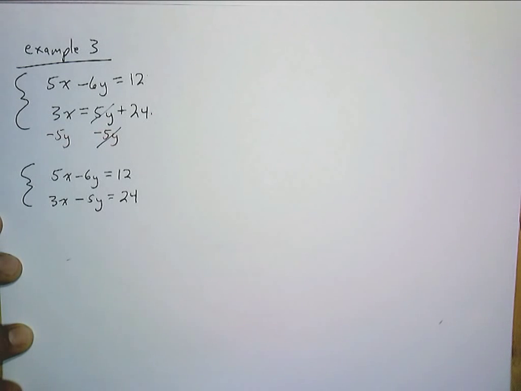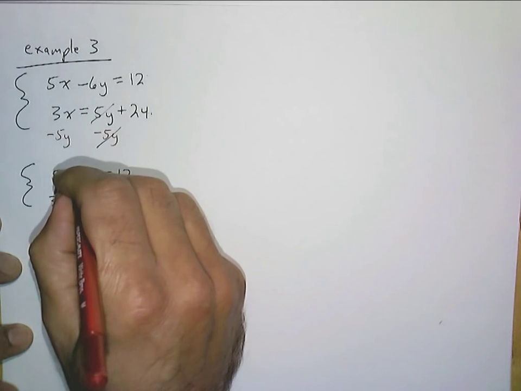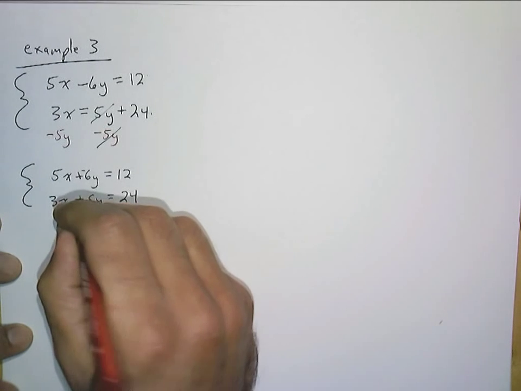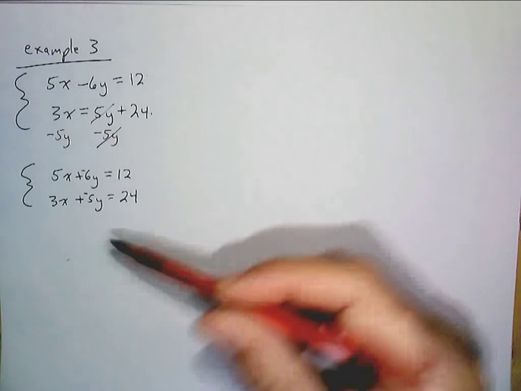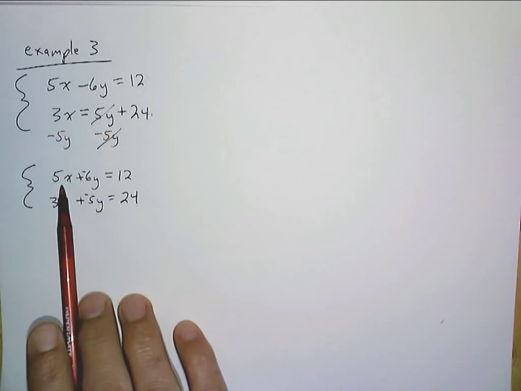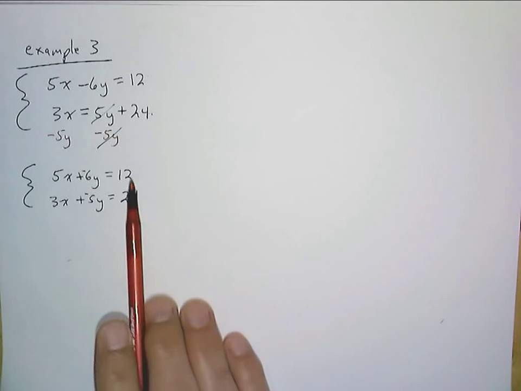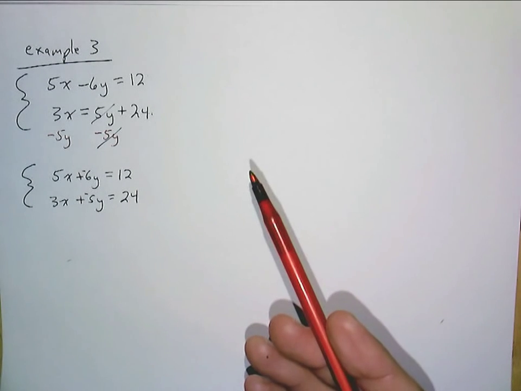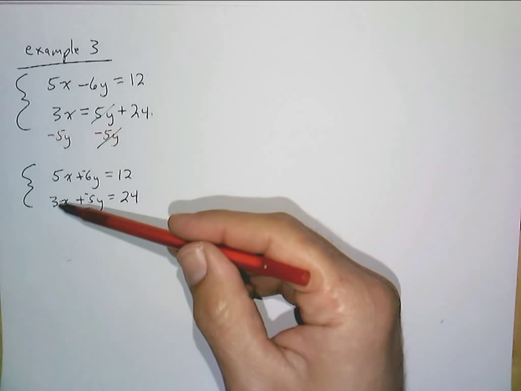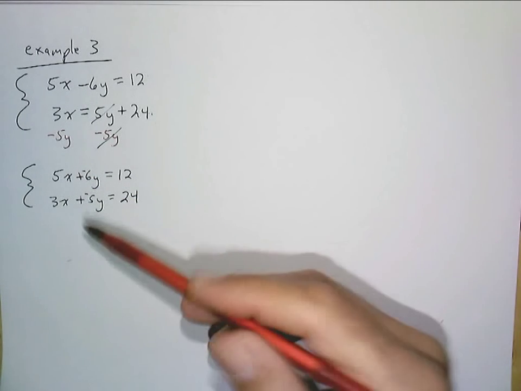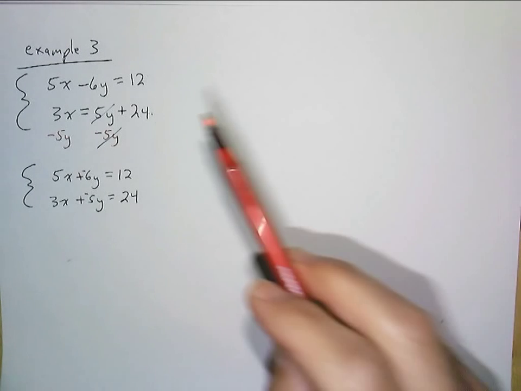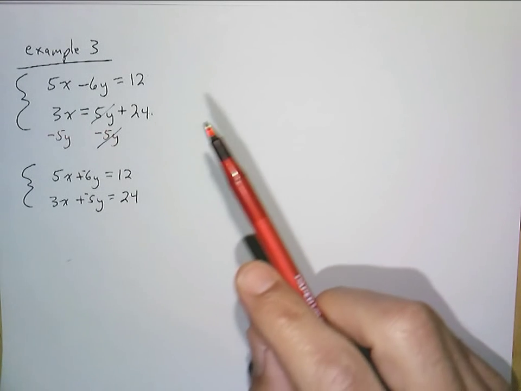Okay, but again, I cannot stand subtractions, so I'm going to change both of these to adding the negative of the next term. But now if we look at this, when we add the left-hand sides together and the right-hand sides together, we're not going to get any elimination. 5x plus 3x is 8x, negative 6y plus negative 5y is negative 11y. We don't get rid of anything. But let's think it through a little bit.